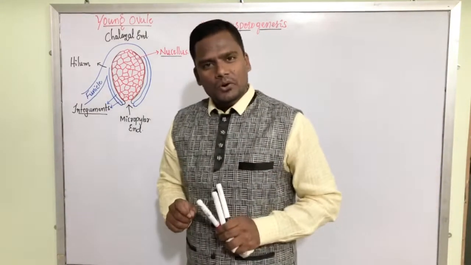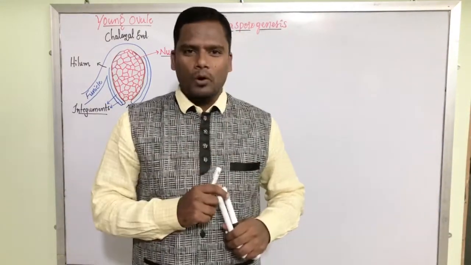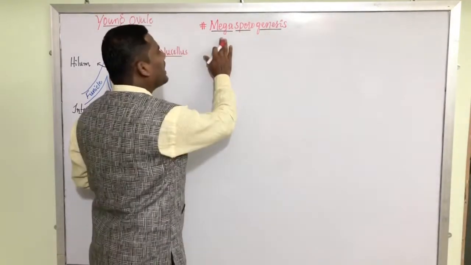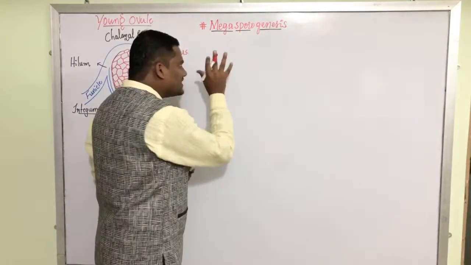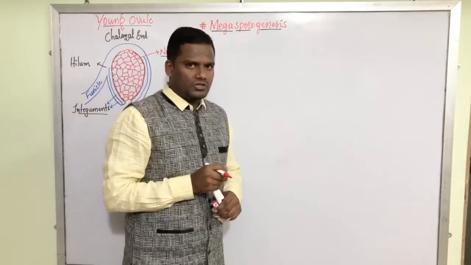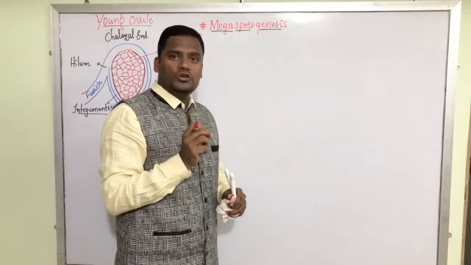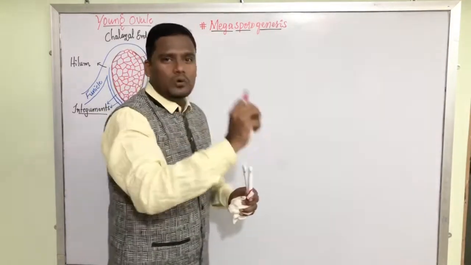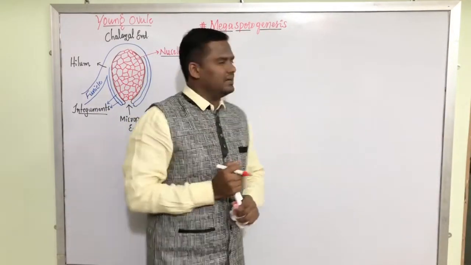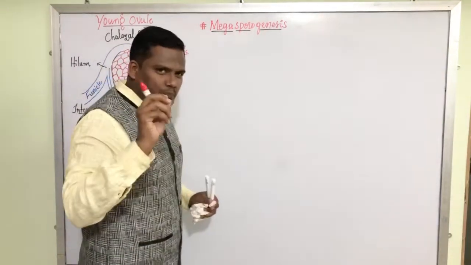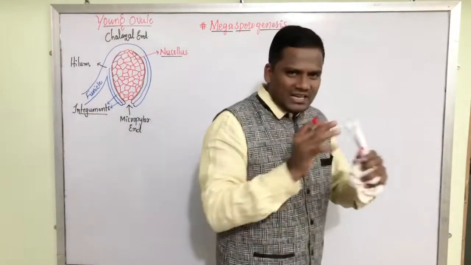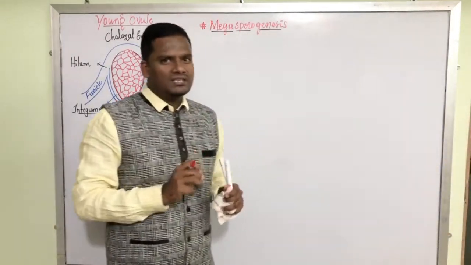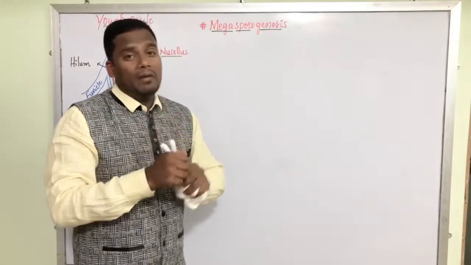Dear friends, in this video we are going to understand one more very important process happening in the sexual reproduction in flowering plants, that is megasporogenesis. Before we standardize the definition of megasporogenesis, let us split the word to understand its textual meaning. Mega means large, spore means reproductive cell, and genesis means the process of formation. In short, megasporogenesis means the process of formation of megaspore.